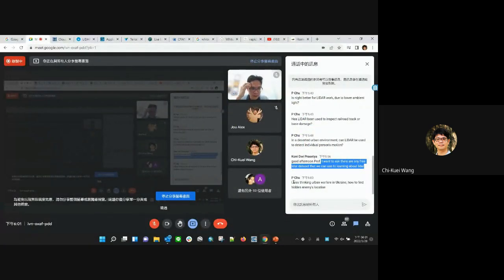And Chou asks, thinking about urban warfare in Ukraine, how to find hidden enemy locations. Well, I don't think LiDAR is too useful for this case. In my thinking, it's not. I would think a heat imaging system is easier to use than LiDAR.